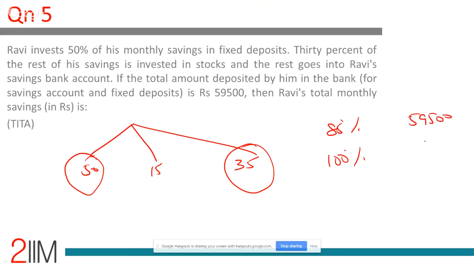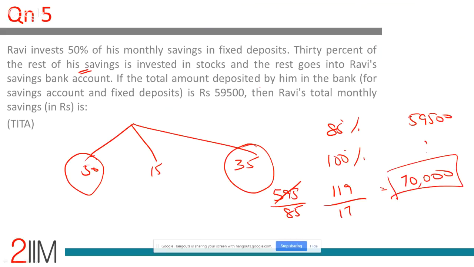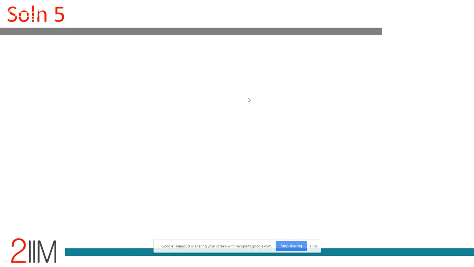What is 100%? The key point here is 30% of the rest of his savings. So we do 595 by 85. Hopefully this 595 will be a nice multiple of 85. If it is not, we are in trouble. Let's divide by 5. We should get 119 by 17. This is 7 times. So monthly savings is 70,000. Ravi's total monthly savings in rupees is 70,000. Wonderful. Remember, this is 50% of the rest of his savings.